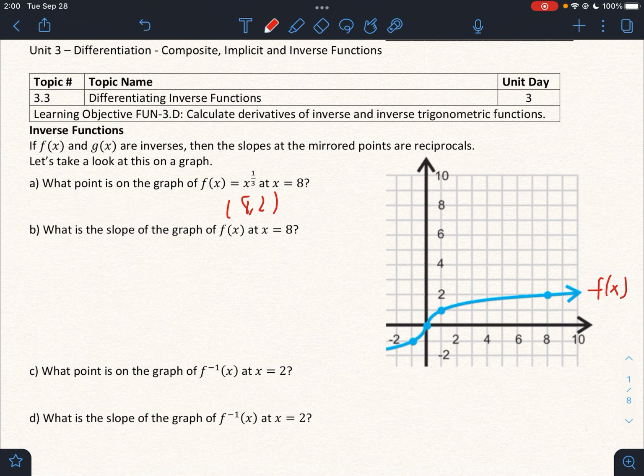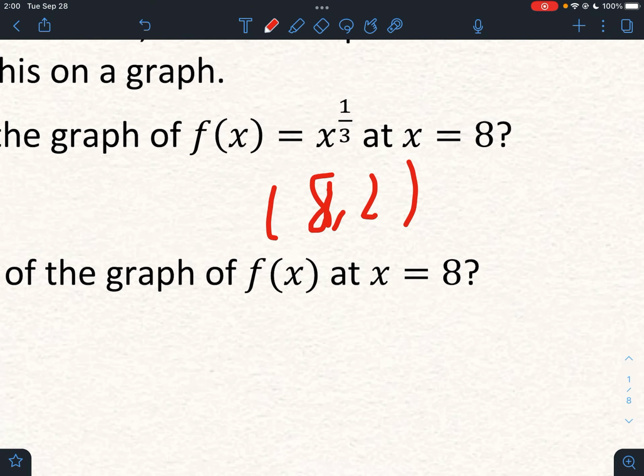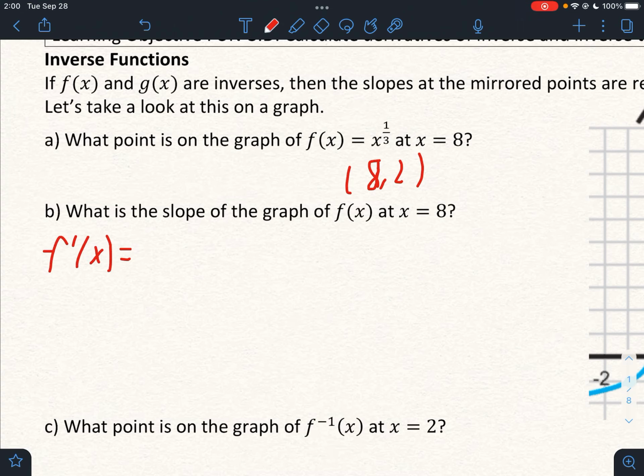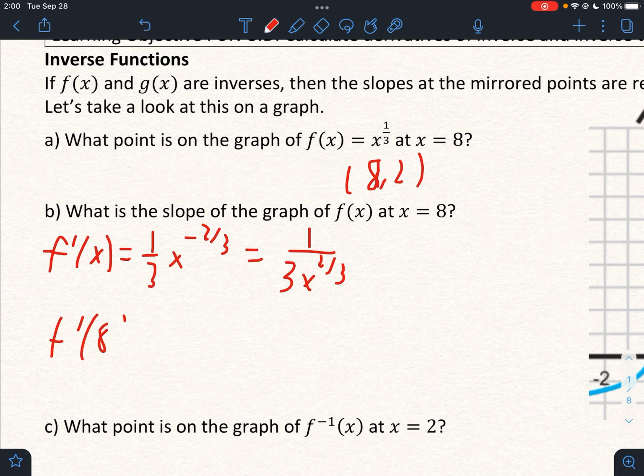The second question asks, what's the slope of the graph at that point? Remember, slope in calculus is the derivative, right? So we are going to take the derivative of f and rewrite it a little bit here. So 1/3 x to the 2/3. And then to find the slope at 8, we're simply going to plug in 8 for our x.